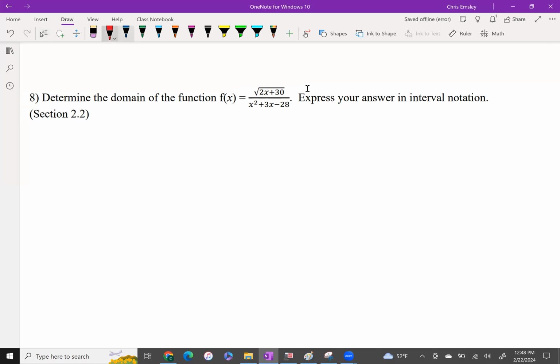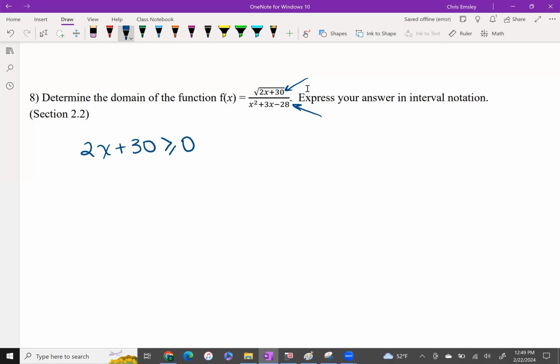So we kind of have the idea of all real numbers in our head, but we have to watch out for any errors that could come into play based on our function. So let's talk about the square root first. The square root of a negative number is undefined. So we have to take whatever expression is under our radical symbol and make sure it's not negative. If we want to make sure 2x plus 30 is not negative, that means it must be greater than or equal to 0.